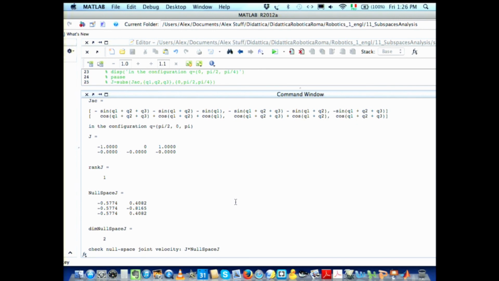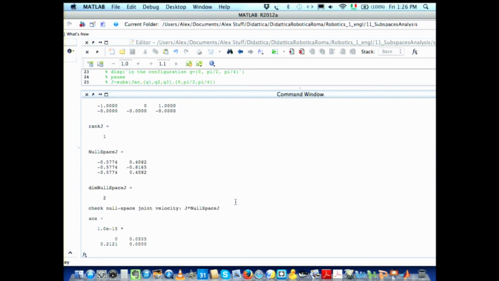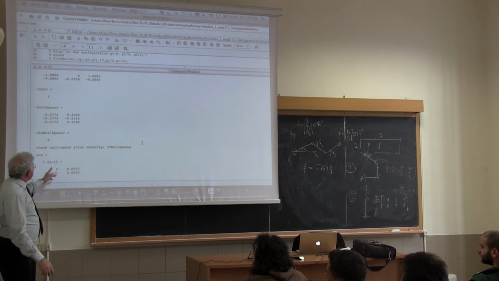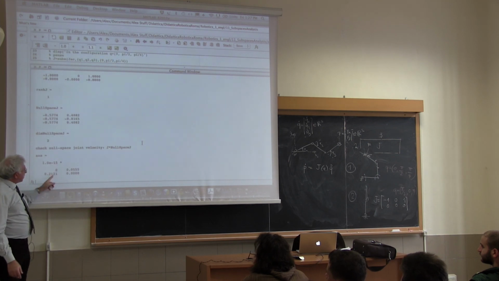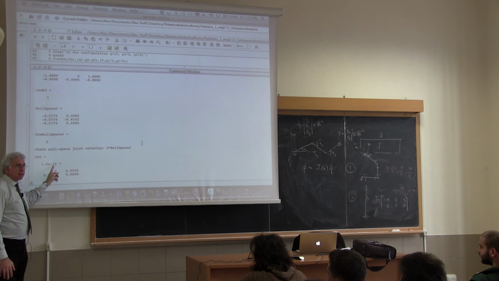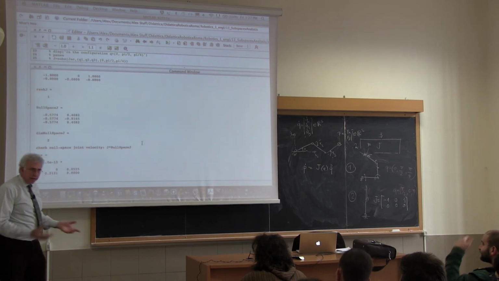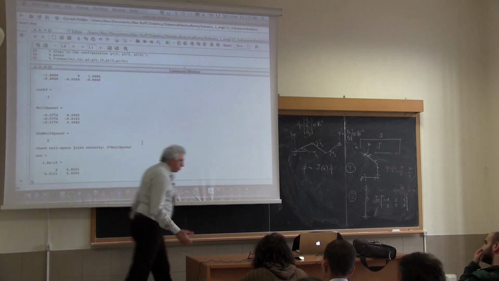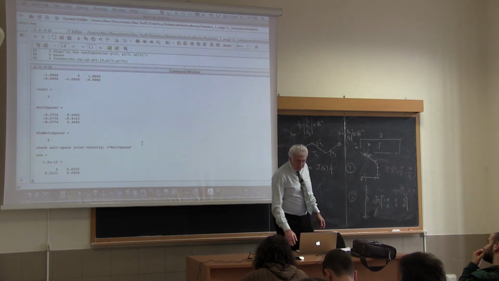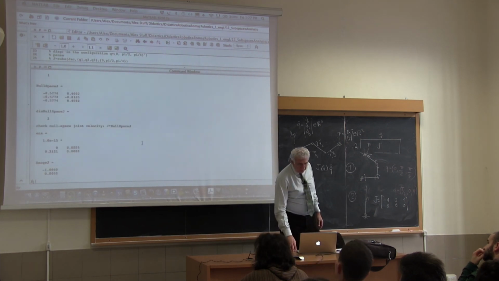Again, I don't believe that. So I take, in particular, these two vectors, which are a basis for the null space. I multiply by J, and I obtain something which apparently is non-zero, but is multiplied by 10 to the minus 15. So again, up to rounding of numerical errors, this is correct.